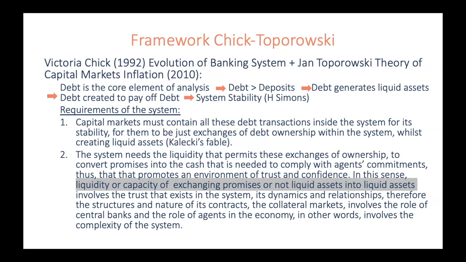And this is something that has been analyzed by Henry Simons. He was Minsky's professor, but I'm going to talk about that later. So what are the requirements of this system to be sustainable? The first thing is that capital markets must contain all the transactions of the system. This is very important because debts are just exchanges of ownership, and every time debt is changing ownership, liquid assets are created. So it's very important to contain all these within the system. And if you want more reference for this, this is the Kalecki-style fable that is spread by Jan Toporowski as well.